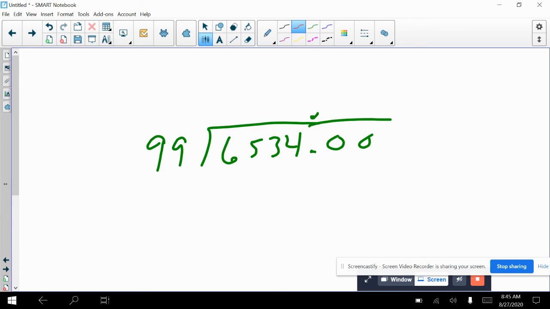Okay, does 99 go into 6? Does 99 go into 65? Uh-oh, I got to collect 3 numbers now. So, does 99 go into 653? Yes. How many times? 6. Okay, now the easy way to do this is mentally just try to change 99 to 100, right? How many hundreds go into 653? 6. Right? That makes sense? Okay, that's 6.